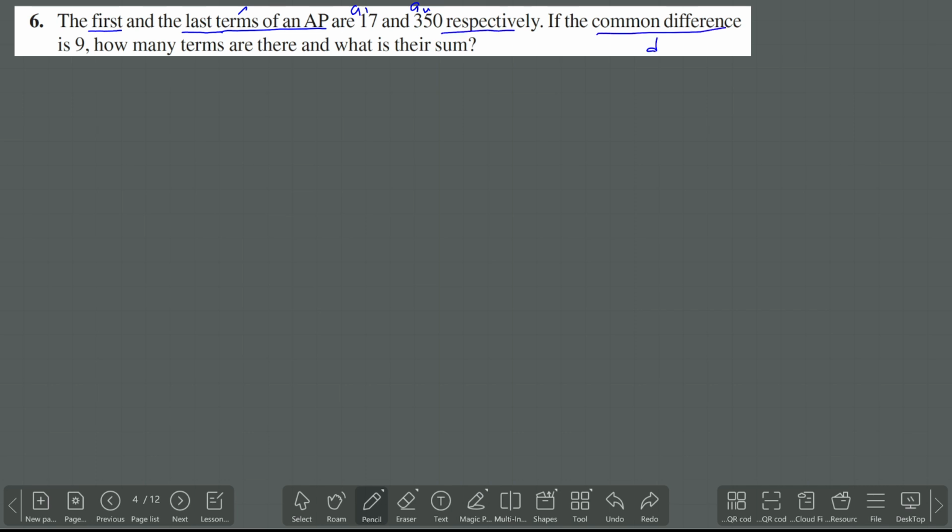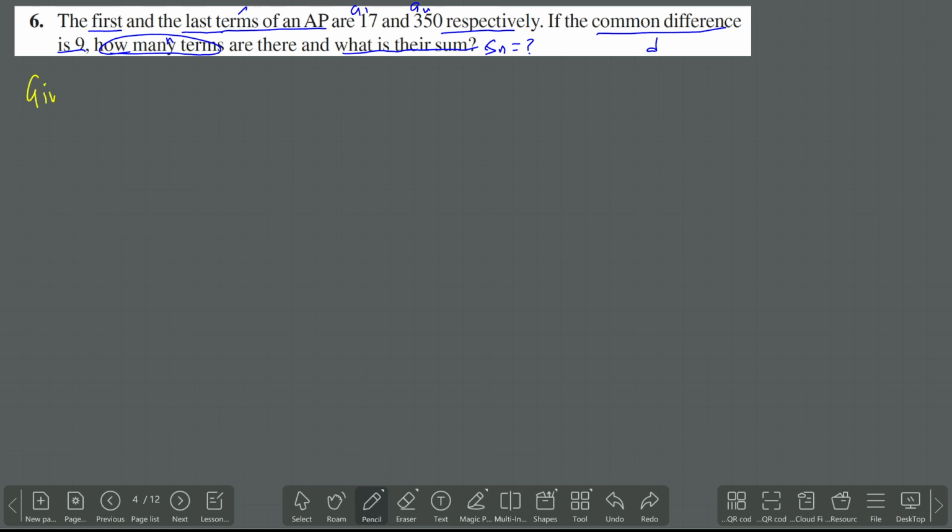Common difference in the sense D. D is given as 9. How many terms? What does it mean? N. They are asking how many terms are there. What is their sum? That means Sn. So two things we have to find: N value and Sn value. And they gave A1, AN, D also given. Shall we move? Can I go?